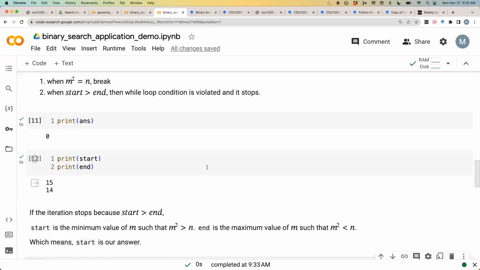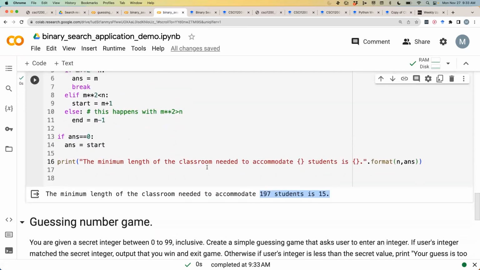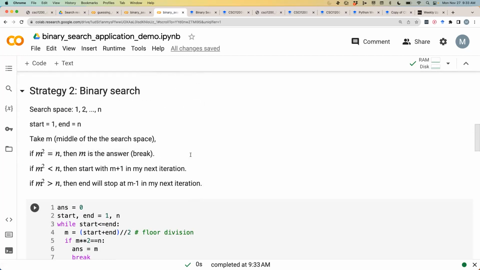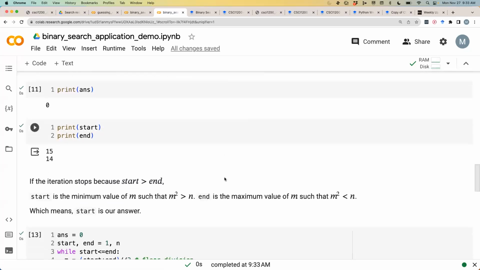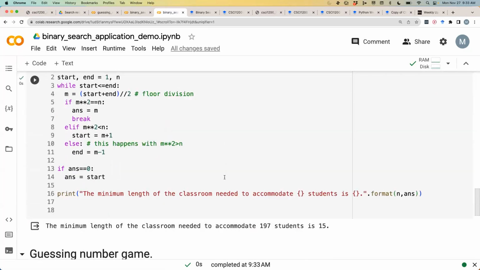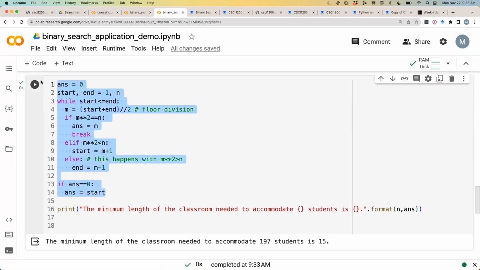All right, so we come up with the same answer between the two. So this is my binary search implementation. This is my linear search implementation. Both give me the same answer. Now, they are both correct, but the question is, which one is more efficient? How many comparisons do we make? So let's see how many comparisons we make here.